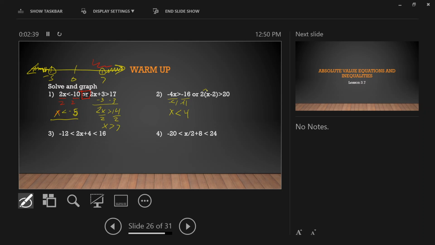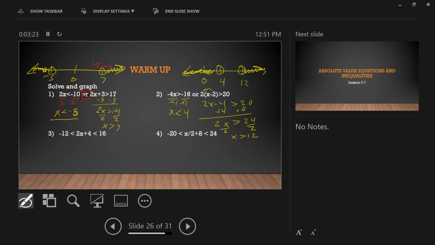Second one, looks like I got to distribute a little bit. So I distribute, I get 2x minus 4 is greater than 20. Now what do I have to do, Carlton? Add 4, great. So add a 4 to both sides. I have 2x is greater than 24. Then divide both sides by 2. X is, good, greater than 12. All right, so then I go to graph this guy. I have 0, 4, and 12. I'm going to have an open dot at 4 going left. I'm going to have an open dot at 12 going to the right.